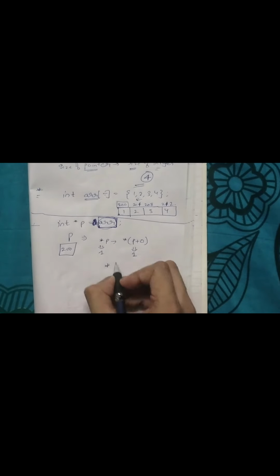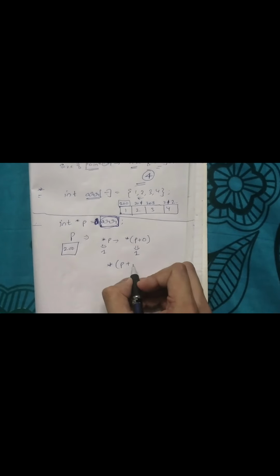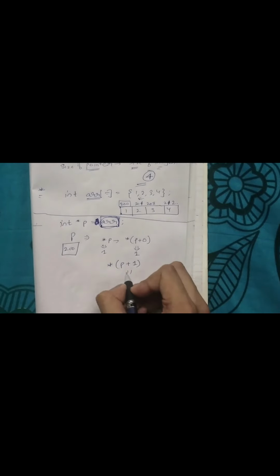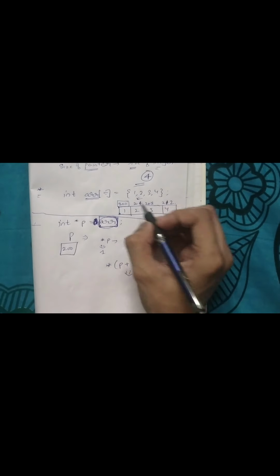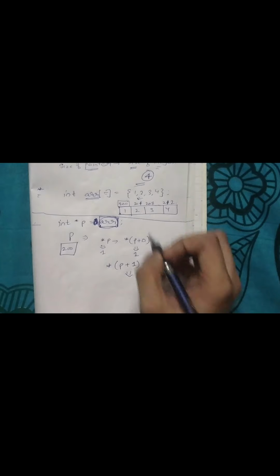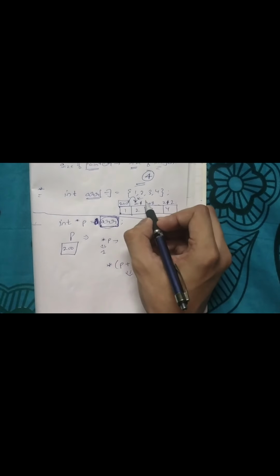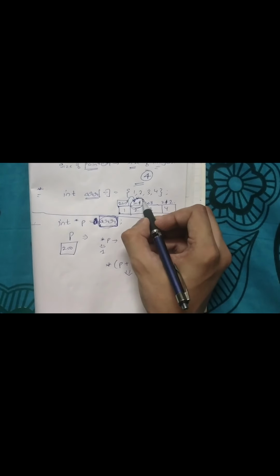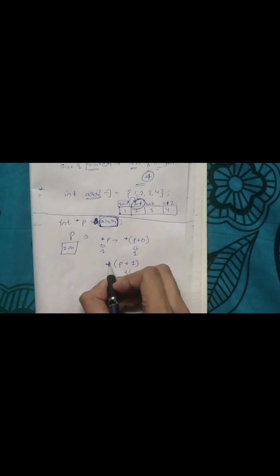If I want the element at the first index, it is simple. I would just do p plus 1. This is your base address. Now if I have done plus 1, it would come here. The address of this is 204 and I am dereferencing it, so the element which is stored at address 204 is 2. So in this way it works with arrays.